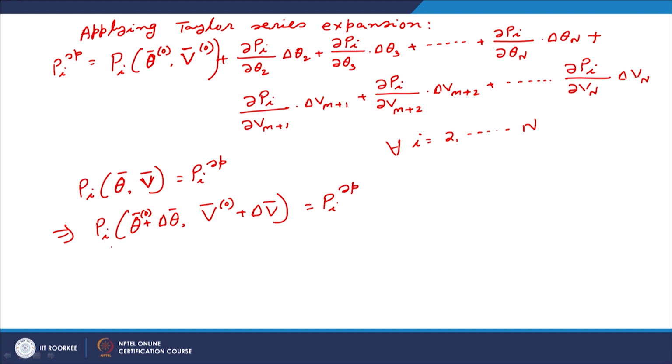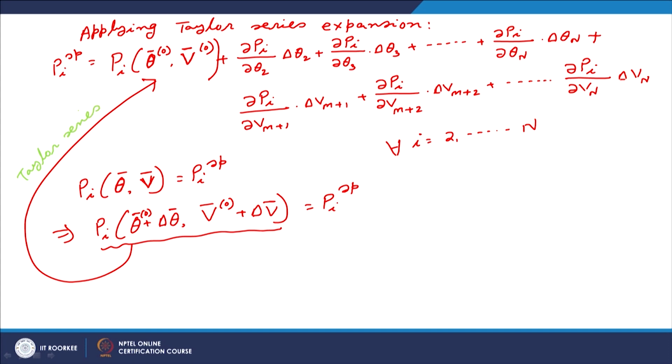This term has been expanded through Taylor series. Similarly, we have the equation Qi, which is a function of vector theta and vector v, equal to Qi specified.